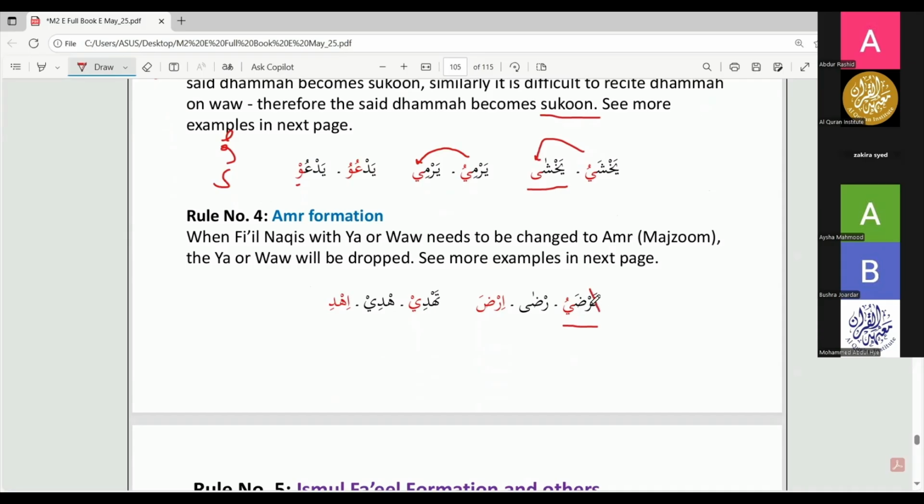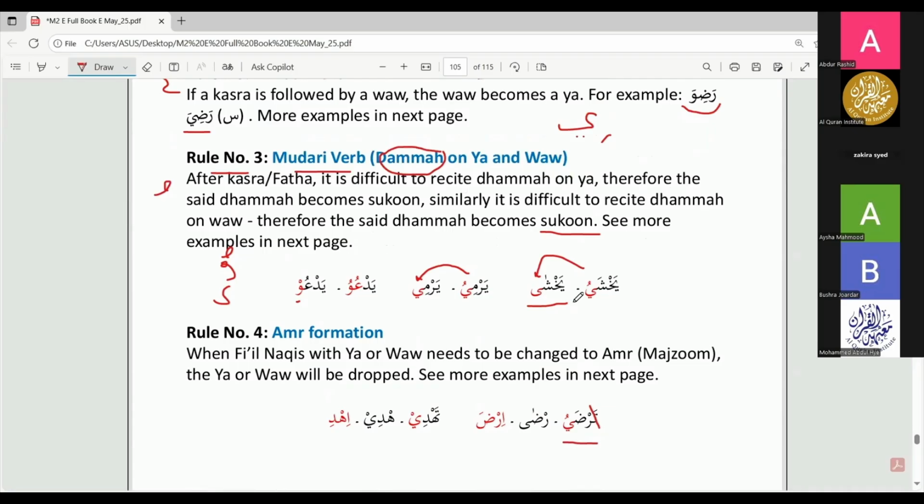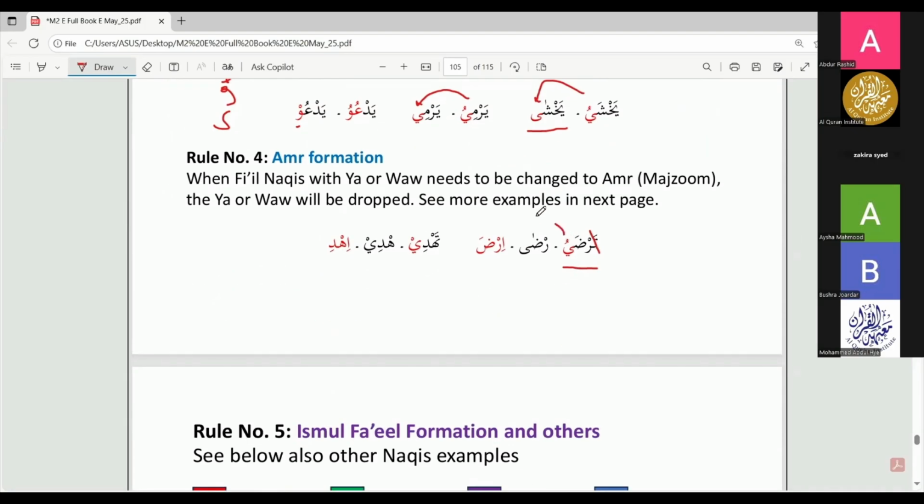It becomes ra, ba. But again, as per the rule, this damma, rule number 3, we said, this damma will take a sukun, so it becomes ra, ba, with a prolonged sound. And in amr formation, we know hamzatul wasl comes in and takes the harakat depending on the ayn kalima, so it takes e.